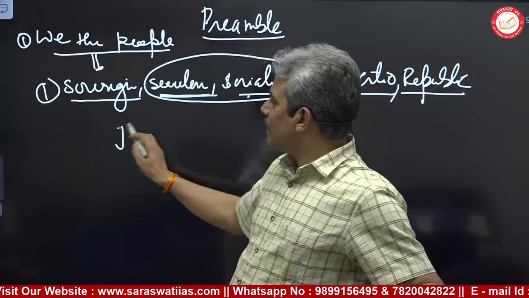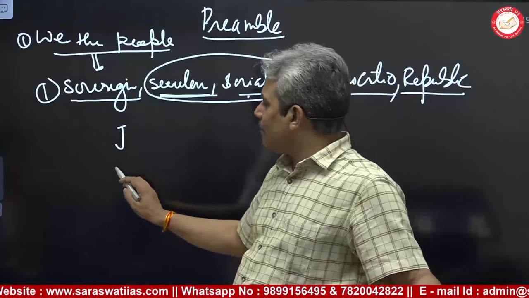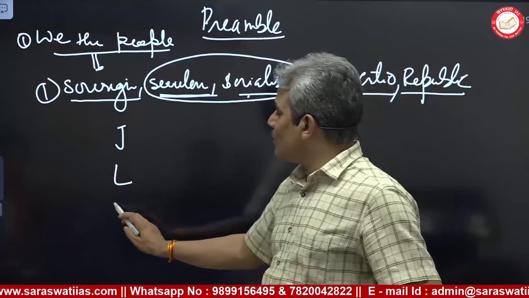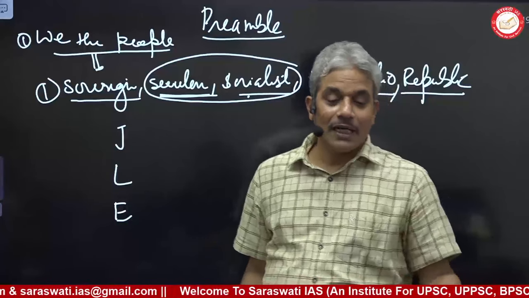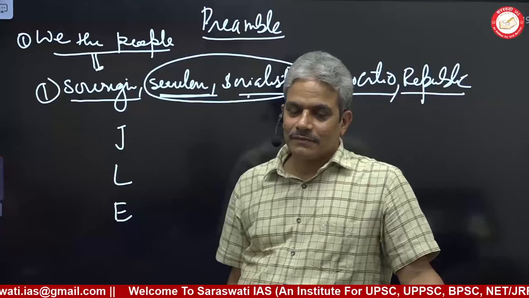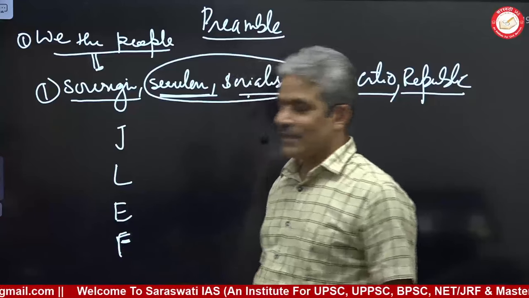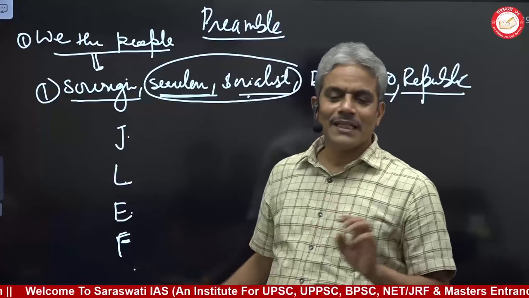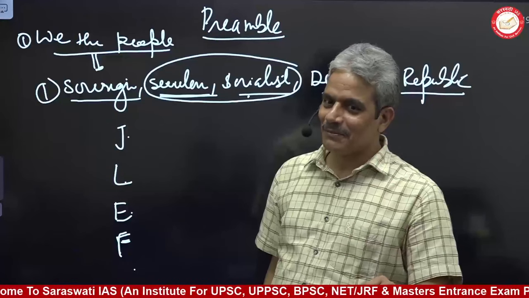J, Jawaharlal, justice, and L for Jawaharlal, liberty. And he had a very close relation with Edwina. But Nehru was a person of international relations, and he had very much interest in them. Edwina, and he had a fraternity with J, Jawaharlal Nehru, JL, and then Edwina. Now you can remember this. You will never forget the preamble.